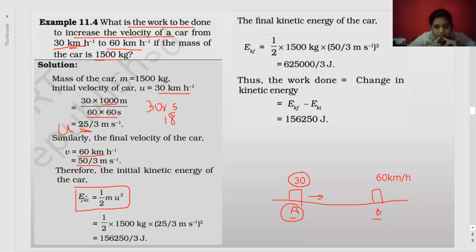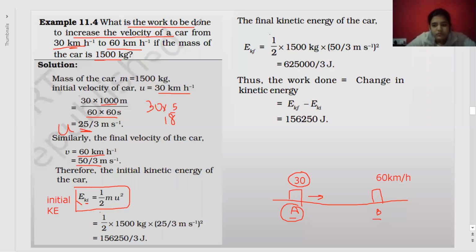That is why it is written Ki. See, Eki is written. Ek means kinetic energy, and what is i? i is for initial. So it is the initial kinetic energy.